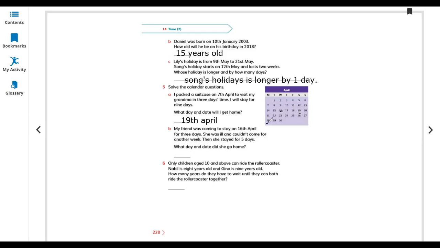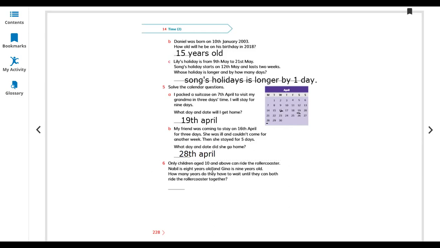My friend was coming to stay on 16 April for 3 days. It's coming 19. She was ill. She couldn't come for another week. Then she stayed 5 days. After this, a complete week and then 5 days. It's coming 28. So we can write it: yes, 28 April. You should count a week, another week, because she was ill.